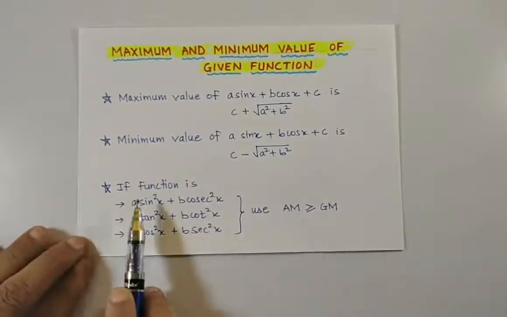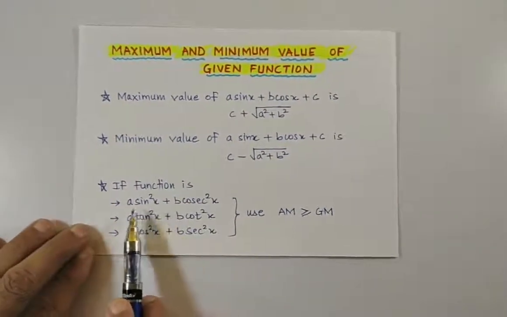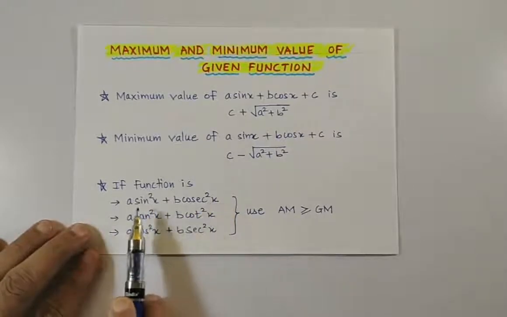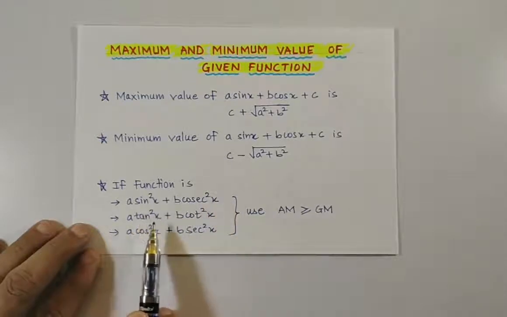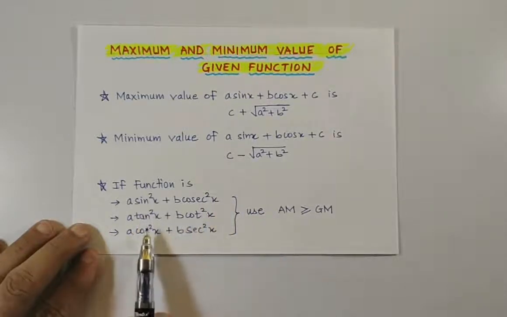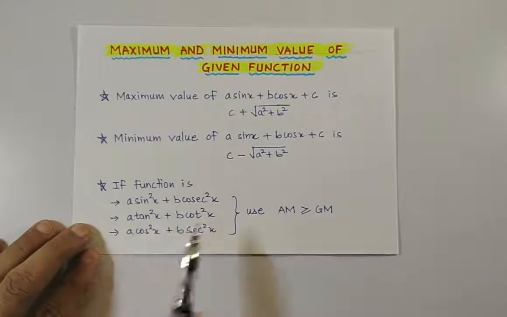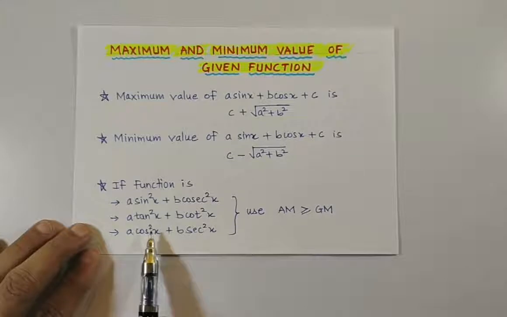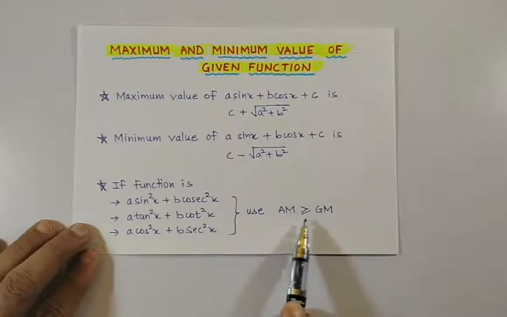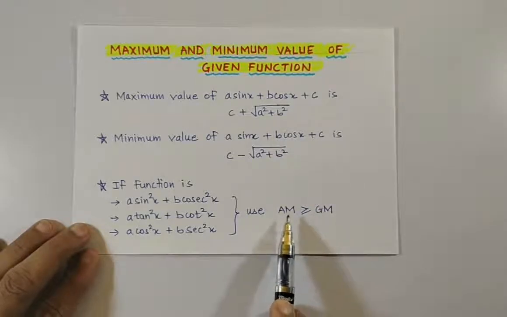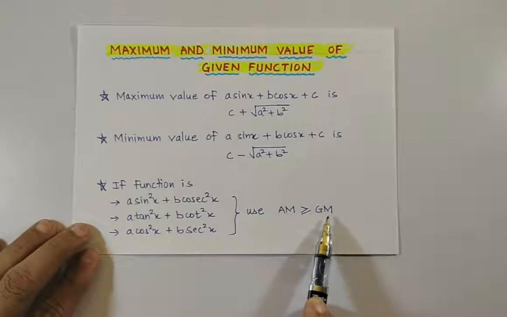Second hint, if a function is in the form a sine square x plus b cosec square x, sine square has reciprocal cosec square. Similarly, a tan square x plus b cot square x, reciprocals of tan square and cot square. If it is a cos square x plus b secant square x, the reciprocal of cos square is secant square. Then you are required to use the condition which you have studied in school or even in first year in sequence and series, that is arithmetic mean is greater than or equal to geometric mean.